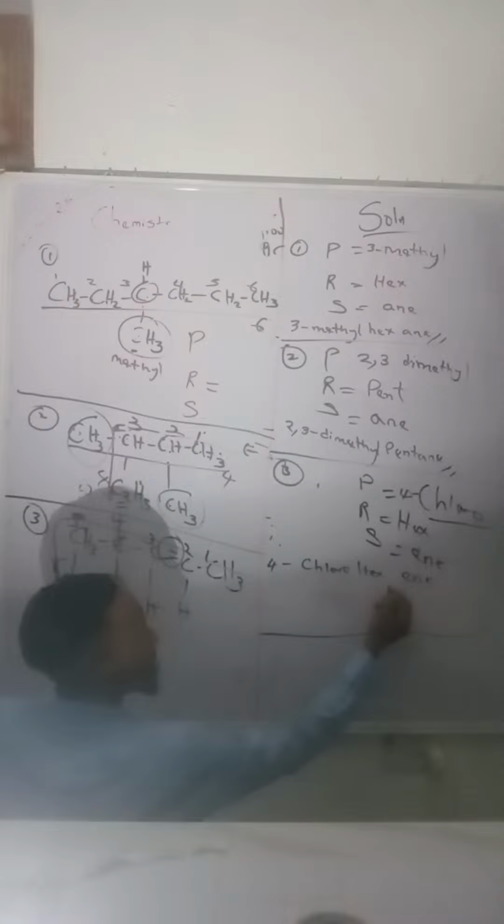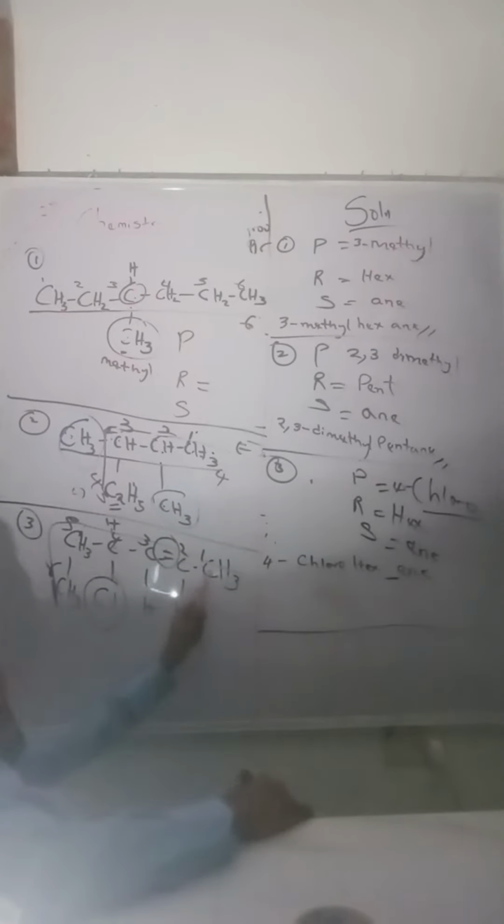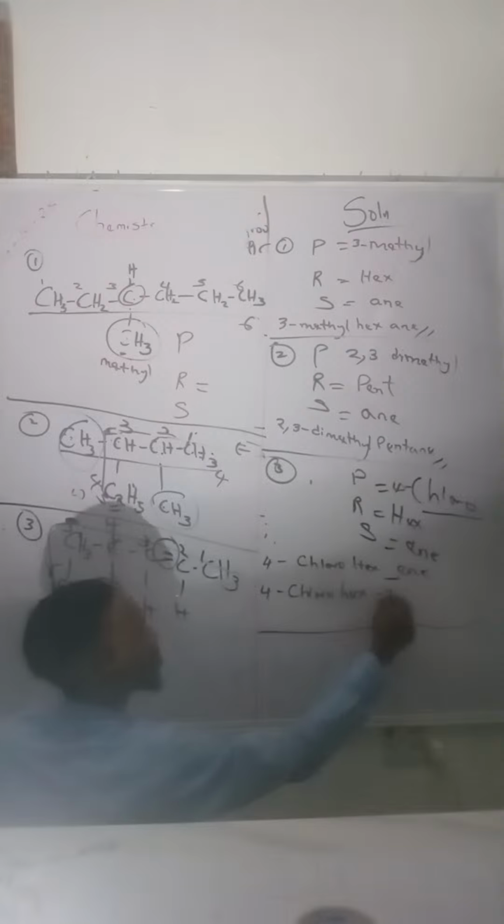But if you write it this way, it's a bit wrong because this yne has its own number also. Let me show you how to know it. You do it this way: carbon 1, bond 1; carbon 2, bond 2. Which means the triple bond is at 2. So the correct answer will be 4-chlorohex-2-yne. That's the final answer, guys.